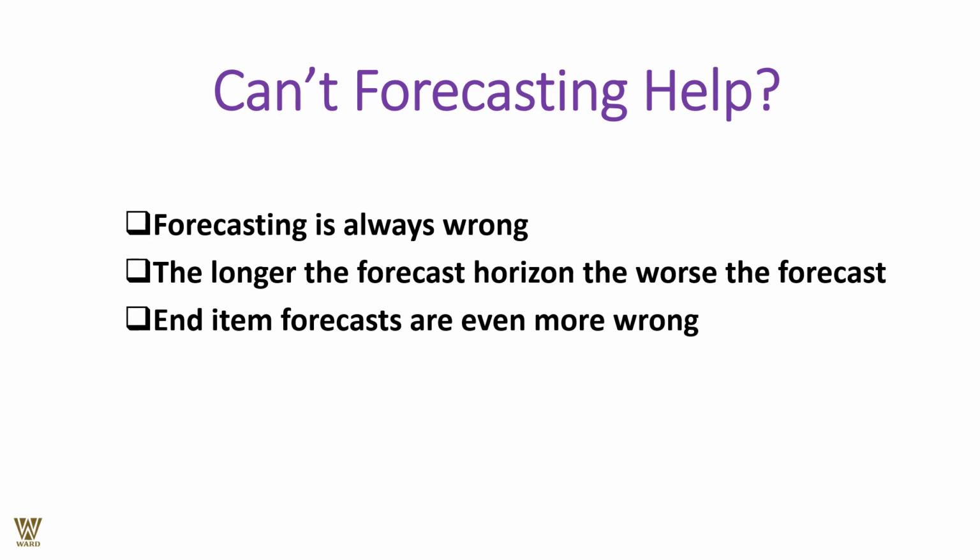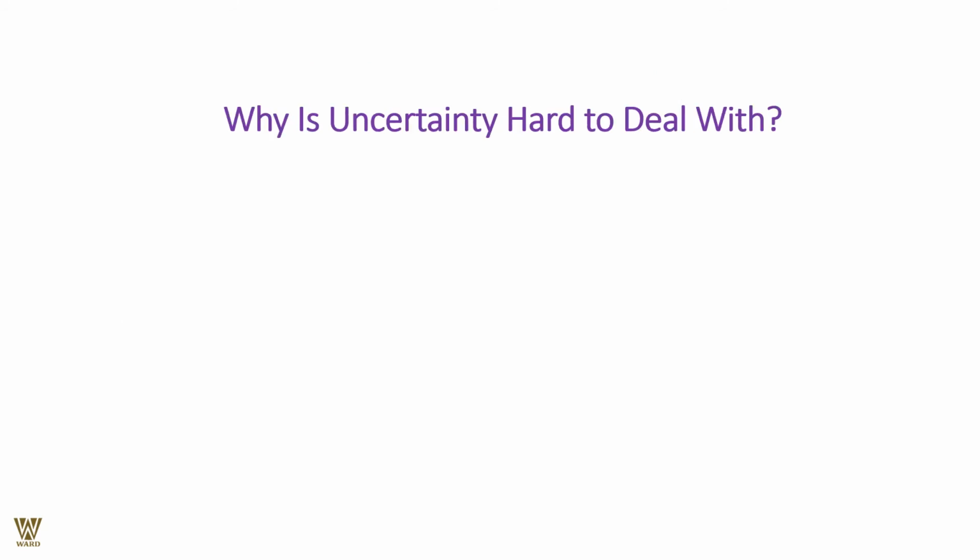Can forecasting help? Probably. Is forecasting always wrong? Probably not. Probably right. The longer the forecast horizon, the worse the forecast will be. End item forecasts are even more wrong. So we should not try to predict anything beyond one year, because by then things might change, on the economic front, the preference front, the technology front, you name it, and we will not be able to pinpoint the right decisions. That is why planning fails or falters. Planning and forecasting are good if done for a week, for a month, at best for a quarter. But beyond that, things become dicey.